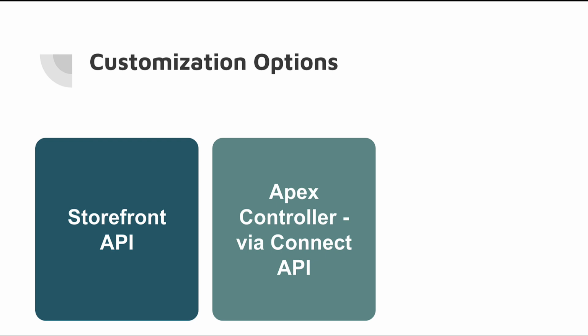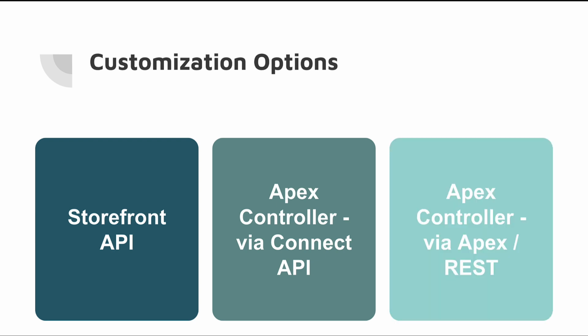And option one here for using Apex controller is via the Connect API. Now, this is a best practice if you're using your Apex controller because the Connect API respects all of the privileges of your buyer, entitlement policies, price books, etc. So this is going to be the best option for an Apex controller if the Connect API will allow you to do what you need to do. And your last option here is, again, Apex controller, but via normal SOQL type of interactions with Apex or the REST API. And as I mentioned, option one over here for Storefront APIs is going to be the best option if what you need to do is available.